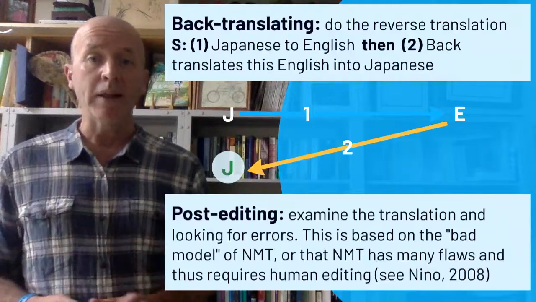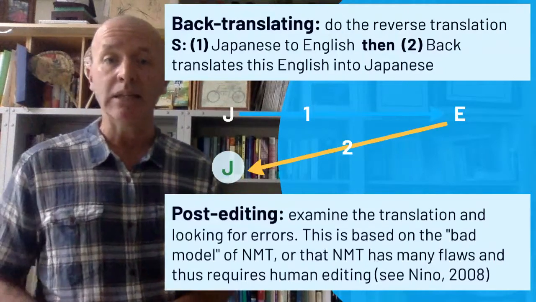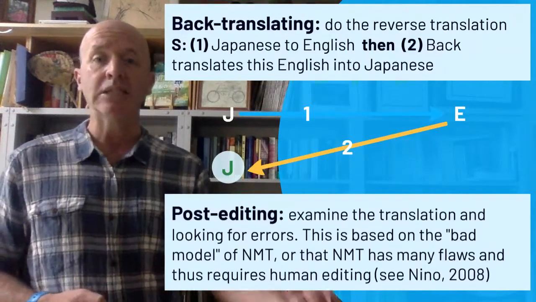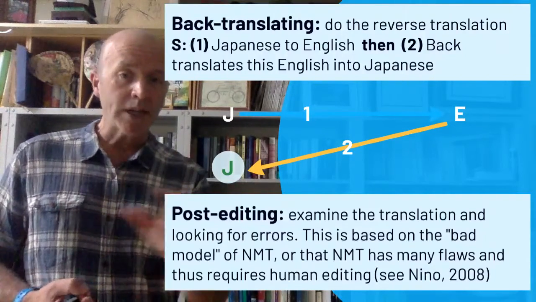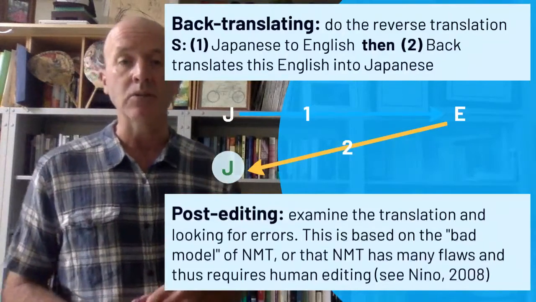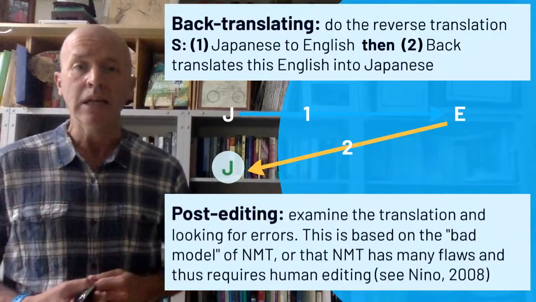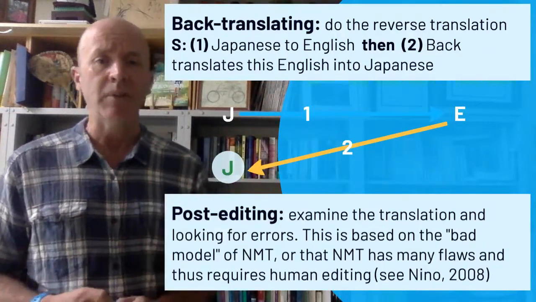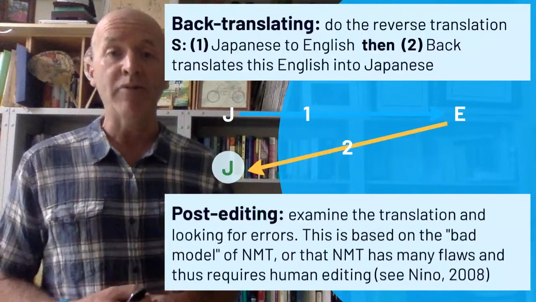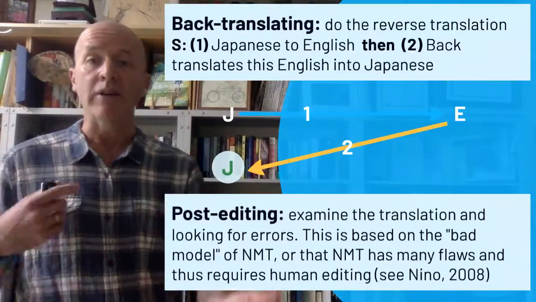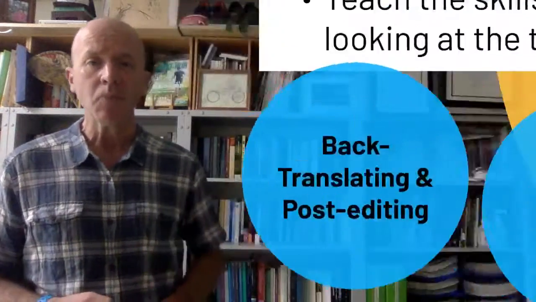Also, another technique probably here too is this idea of post-editing, where you examine the translation and look for errors. And so you do the translation, and then you try to read it and learn how to search for errors within it. And this is really based on this idea of the bad model of neural machine translation, that there are many flaws with it and therefore requires human editing.